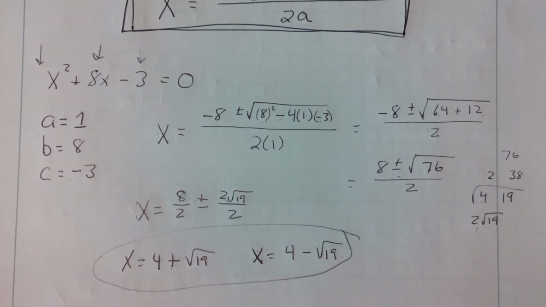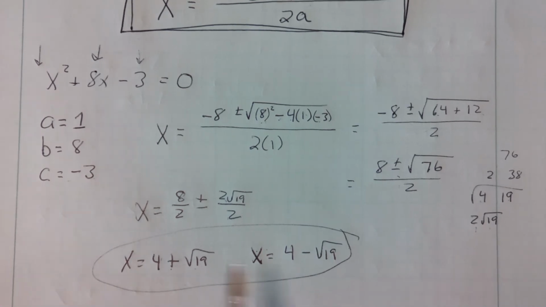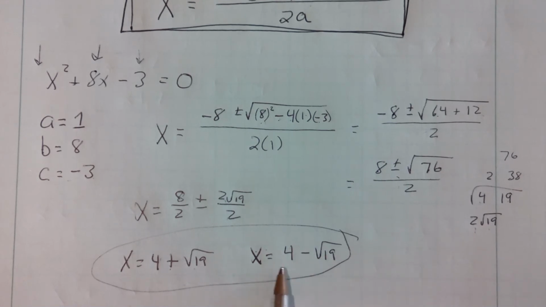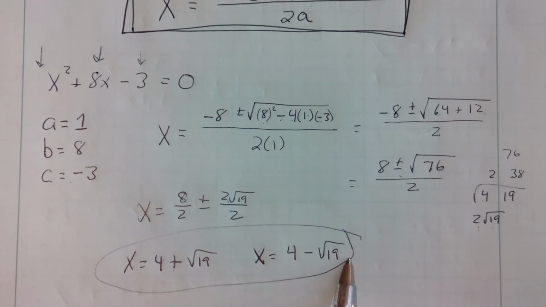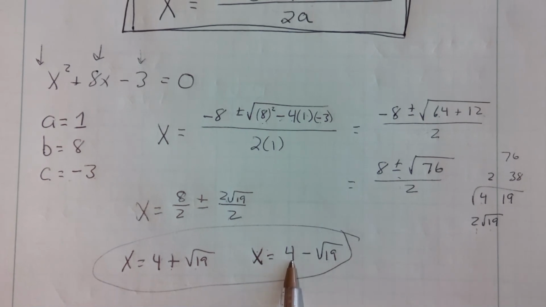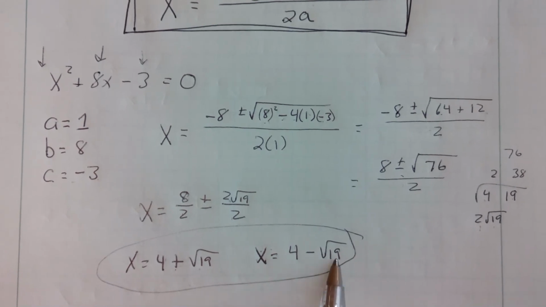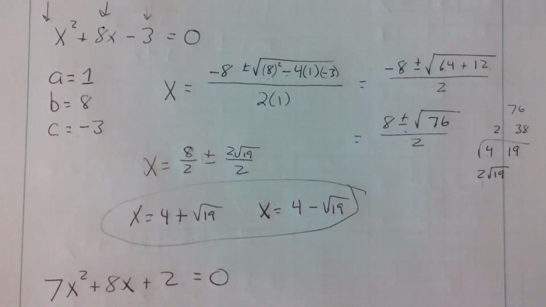Most likely, if you're doing this on Excel, they might ask for a decimal, rounded to the nearest hundredth or something. So again, just take your calculator, square root 19, and add it to 4. And then take the square root of 19 and minus that number from 4. Don't accidentally do square root of 19 minus 4. That's another mistake students do. Do 4 minus whatever the square root of 19 is to get your decimal approximation.